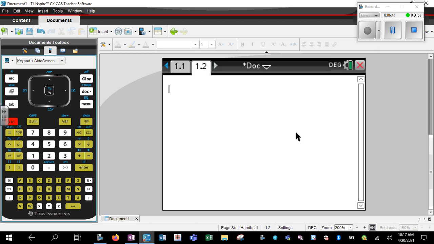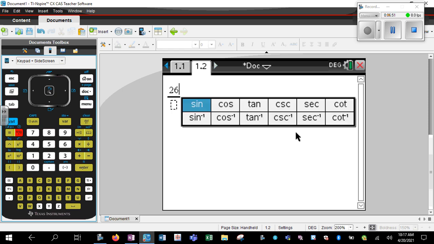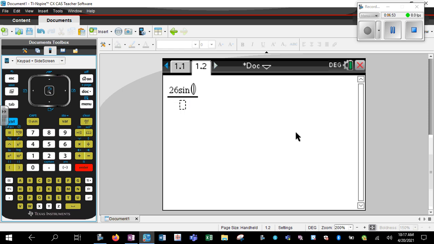Okay, let's type in our proportion. So here we are typing in 26 sine. I go to my trig button, I get the sine function of 103 degrees. That has to stay in parentheses. I don't need the degree symbol here because I already have my calculator set in degrees. If you are set in radians, then you would need that actual degree symbol.